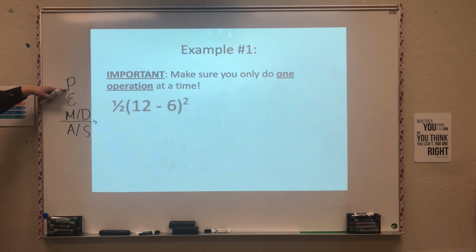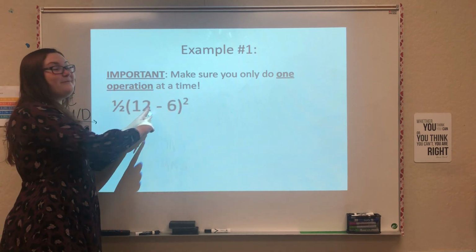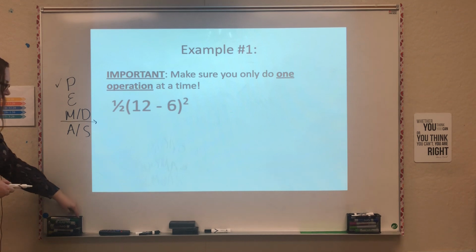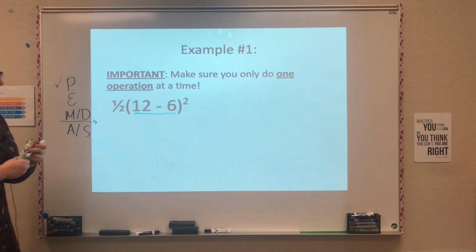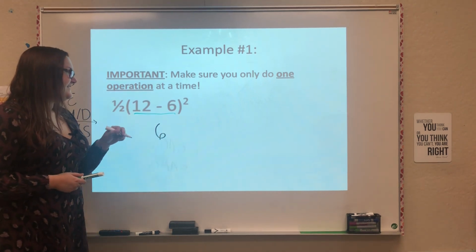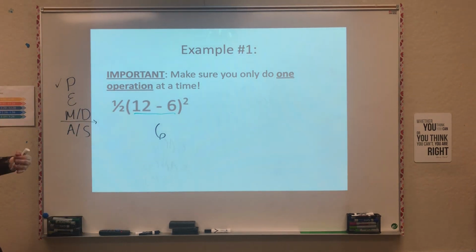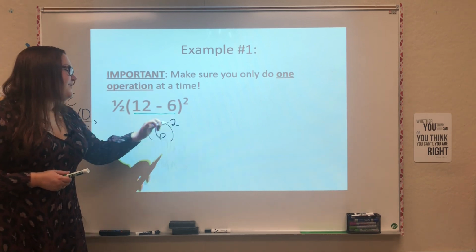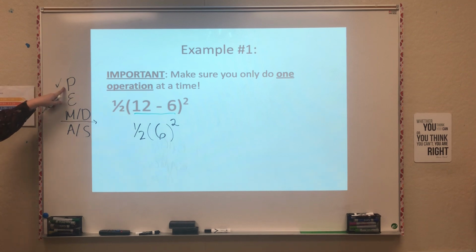Well, here we want to check first to see, is there parentheses? There are parentheses. There's math for me to do inside the parentheses, so that would be where I want to start. The first thing I want to do is that 12 minus 6. When I do that, 12 minus 6 gives me 6. I've done one thing, so that's all I'm going to do in this line. I'm just going to copy everything else down. So I'm going to copy those parentheses, that exponent, and then the 1/2. And I'm done with my parentheses.